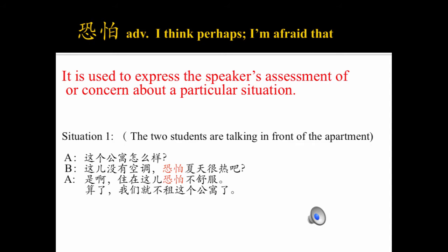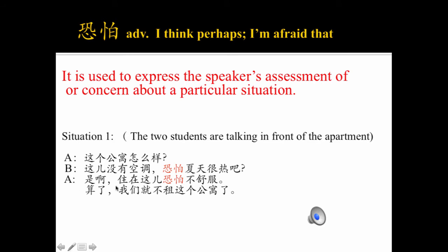这个公寓怎么样？这儿没有空调，恐怕夏天很热吧？是啊，住在这儿恐怕不舒服。算了，我们就不租这个公寓了。So A asked B's opinion about this apartment, and B said, 这儿没有空调，恐怕夏天很热吧。There is no air conditioner here. I'm afraid it will be very hot in the summer. So she used 恐怕 to express her assessment about living here in the summer.